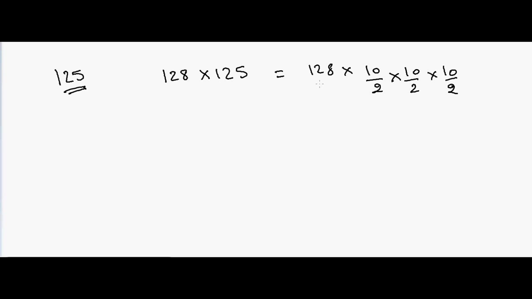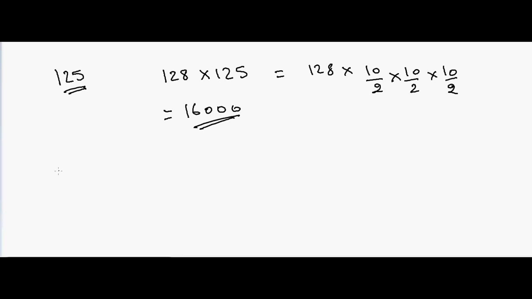So if we divide 128 by 2, that is 64, and half of 64 is 32, and half of 32 is 16. So the answer will be equal to 1600 and one more 0. So this trick may not be very convenient a lot of times, because dividing something by 8 is not very easy sometimes, but it could be handy at certain times.